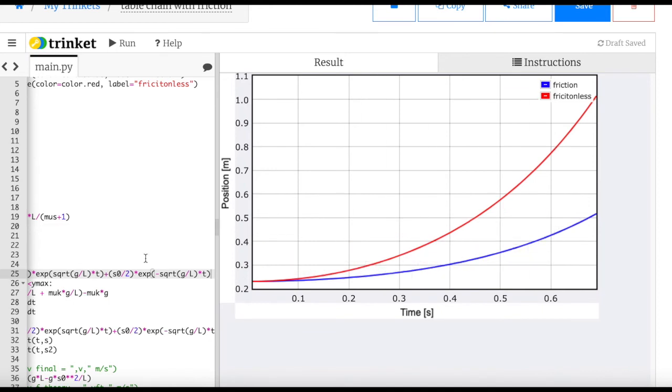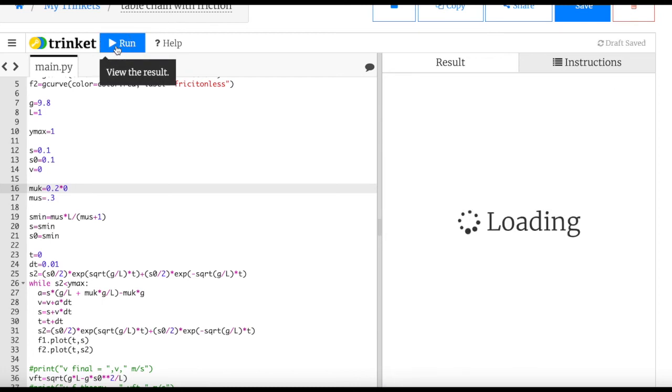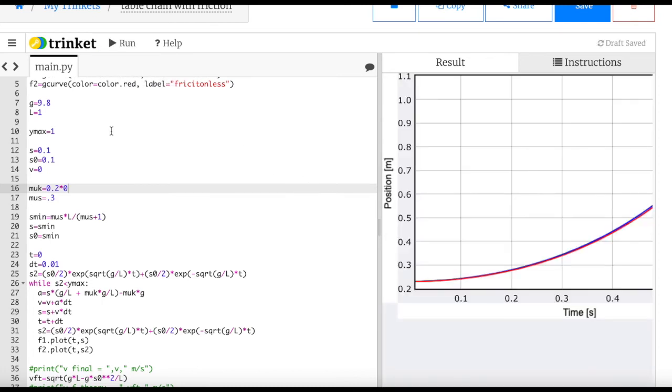But now, the thing that we can always check, which we kind of already did: what if the coefficient of kinetic friction is equal to 0? So what if it's 0? So let's multiply this by 0, and then those two lines should overlap again. Yeah, good. That works.